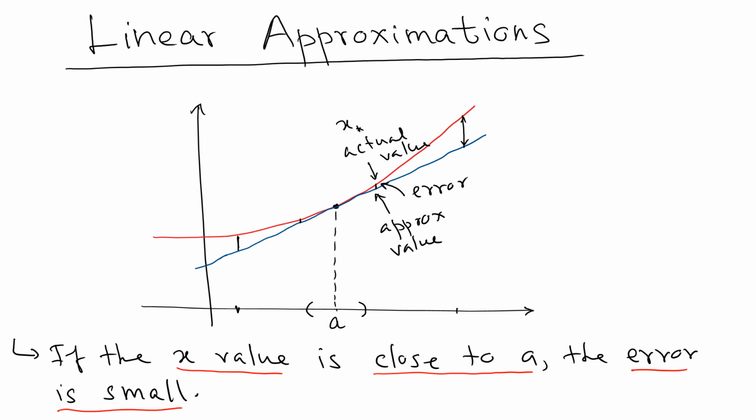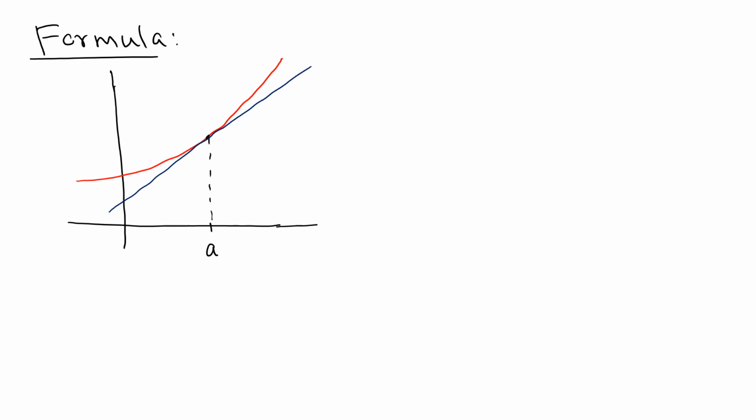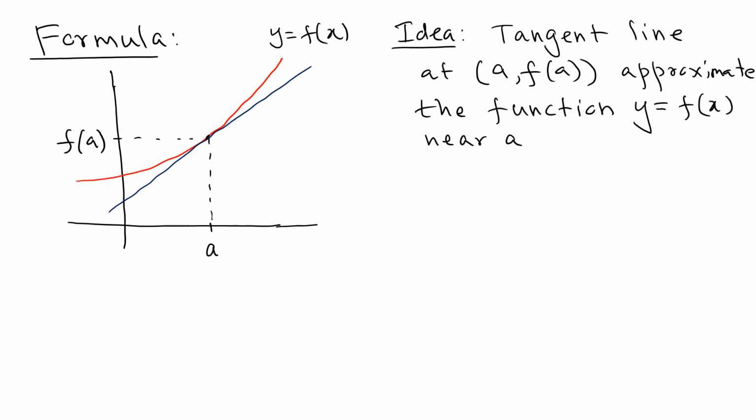Now let's try to derive the formula. There's not much here. We just need to derive the equation of the tangent line. So we have a curve, and we draw the tangent line at A. If you call this function y equals f(x), at A the corresponding value is f(a). We're trying to find the tangent line at that point. The idea is the tangent line at (a, f(a)) approximates the function y equals f(x) near A.